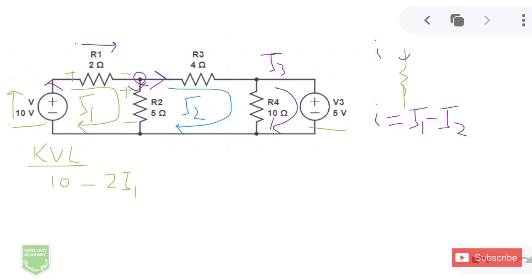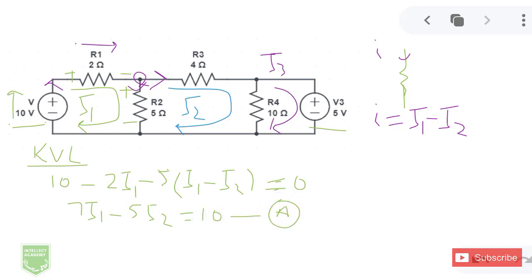Now going back to my KVL equation, I can complete it and write down minus 5 multiplied by I1 minus I2, minus 2I1 equals 0. Now I can simplify this, solving it to the simplest form possible. I get 7I1 minus 5I2 equals 10. And this would be my equation A.